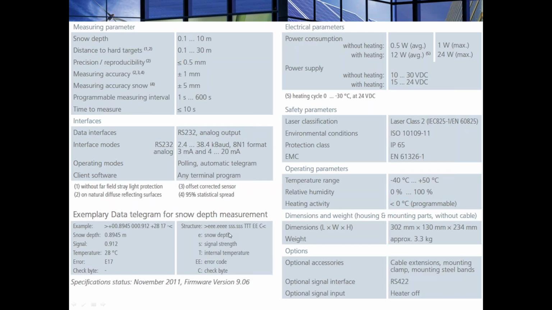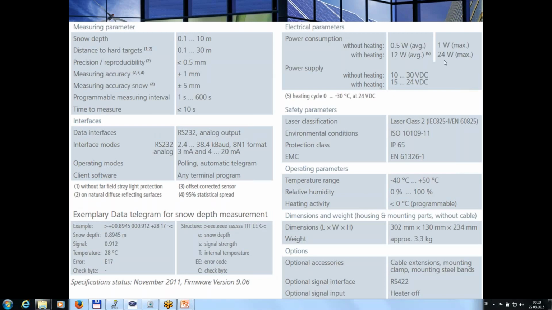A quick overview about the settings. It's a lot of information. I should again stress that we have here the 10 meters. That's very important. Then the power supply is something you should note: without heating it needs 10 to 30 volts DC, and 15 to 24 with heating. That's always interesting for power consumption if you have it in off-grid use or not.